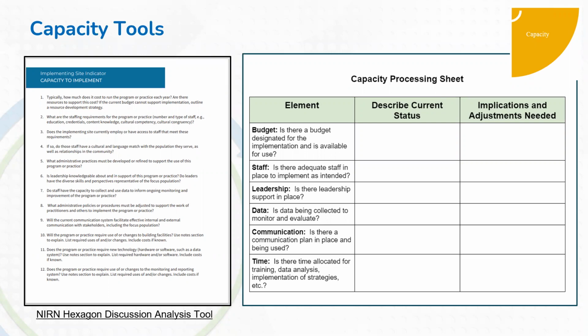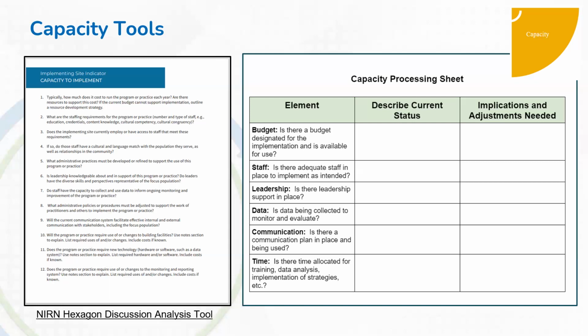I'm looking at number 6, for example: is leadership knowledgeable about and in support of this program or practice? That's a big question, right? Not all our superintendents are into the specific details of a plan, but when they get out in public and say things about your plan, do they know about it, right? So that's a good question in terms of building capacity, is that everyone on the team understands what's happening.